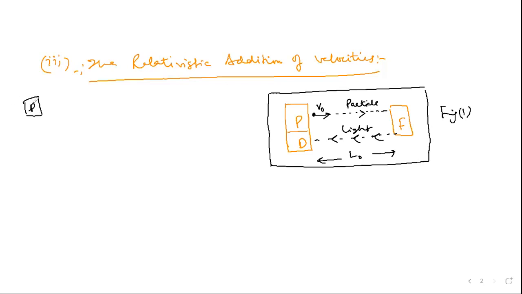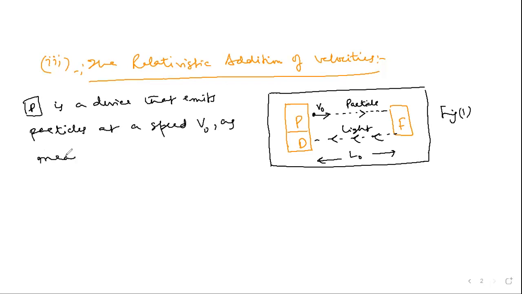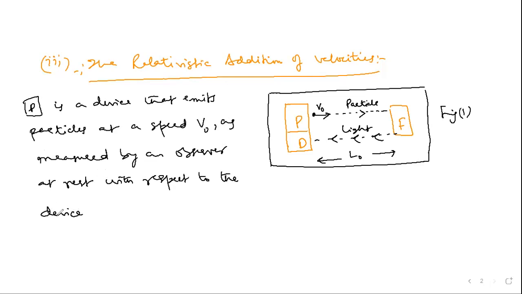So I repeat, P is a device that emits particles at a speed V naught as measured by an observer at rest with respect to the device.